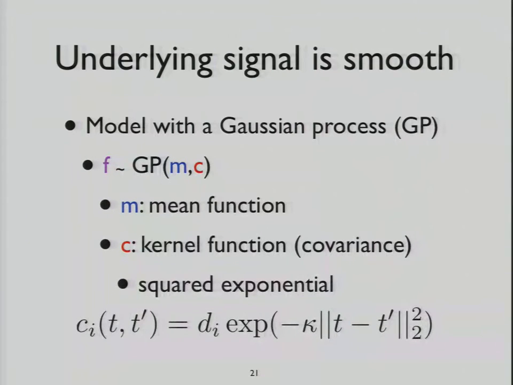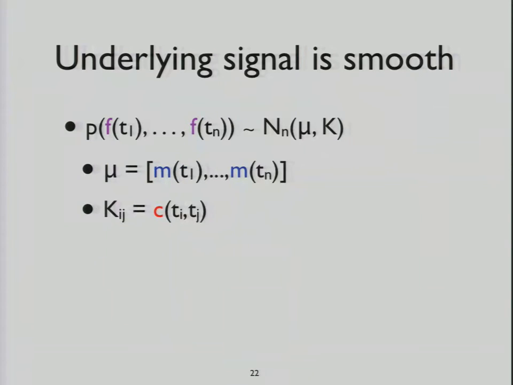For that reason, we're going to use a set of Gaussian processes to model the neural response. This is review, I'm sure, but a Gaussian process is a distribution, a draw from a distribution defined completely by a mean function M and a kernel function C, which defines the covariance. For this work, we used a square exponential kernel. A Gaussian process has the property that time points along the function are jointly Gaussian, with mean defined by the mean function, and covariance between the points within time defined by the kernel function.